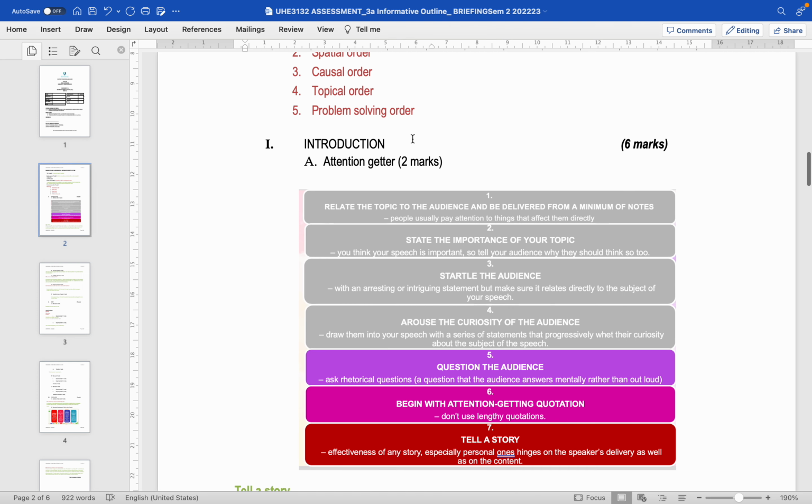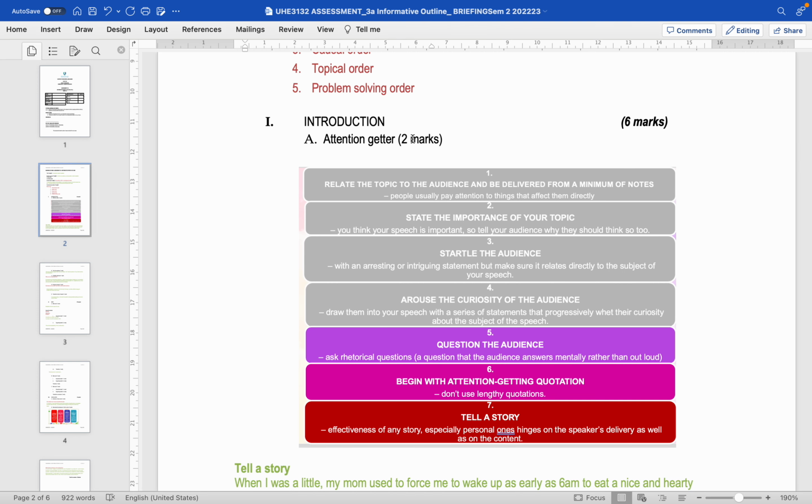Okay, so the next one, in the introduction, you need to provide an attention getter. Now, in your first presentation outline, I was actually being quite lenient on this matter. Even though I mentioned this in the class, there are seven attention getters in the introduction. You can start by relating the topic to the audience and deliver from a minimum of notes, or you can state the importance of your topic. You can startle the audience a little bit.